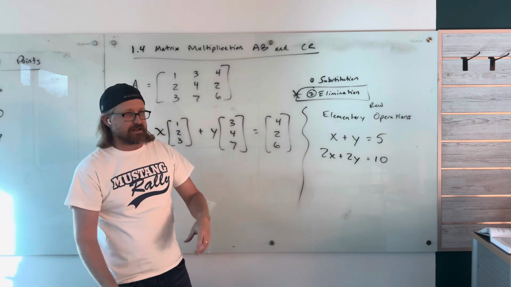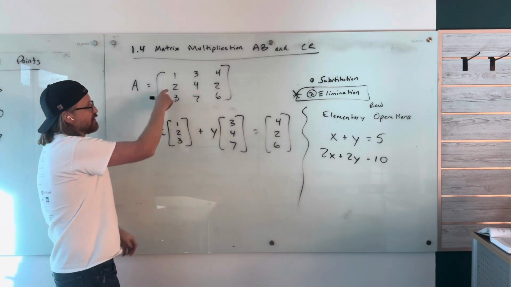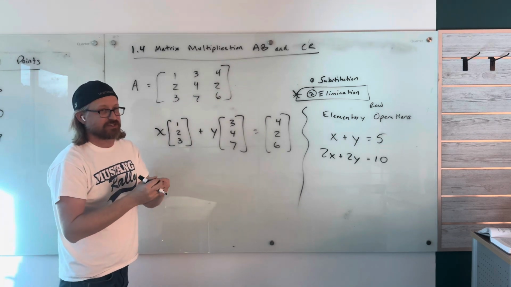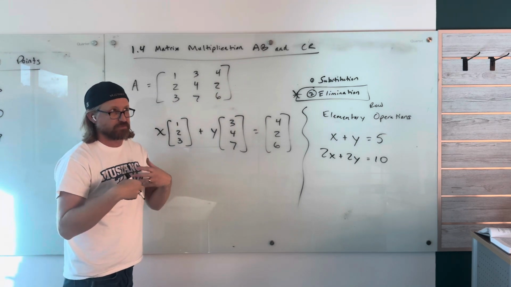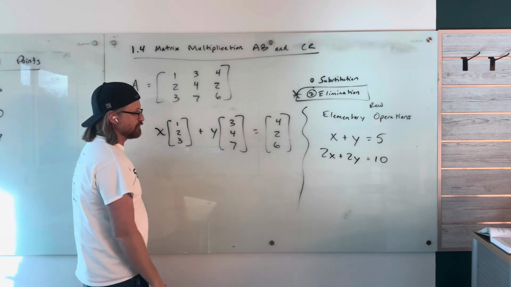This is one of the first elementary row operations. When I have a matrix, I can multiply any row by a constant and it does not change the problem. It's our manipulation technique, things that we're allowed to do.